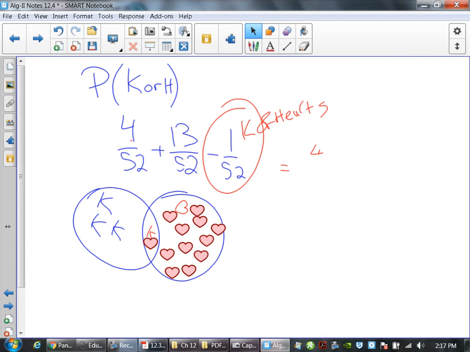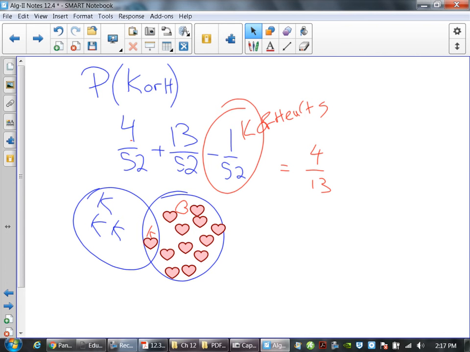That's a compound event, more than one event occurring. And it's different than saying what's the probability of the king of hearts? 1 out of 52. That is the one specific card you're looking for. Now let's try another one.